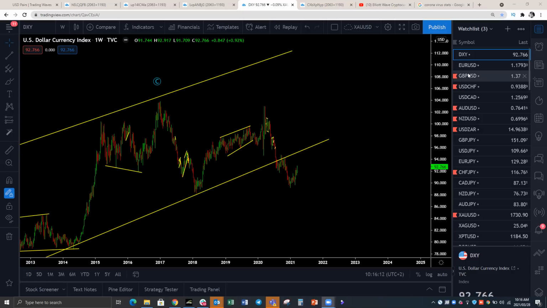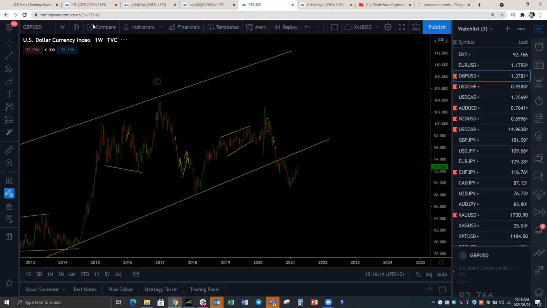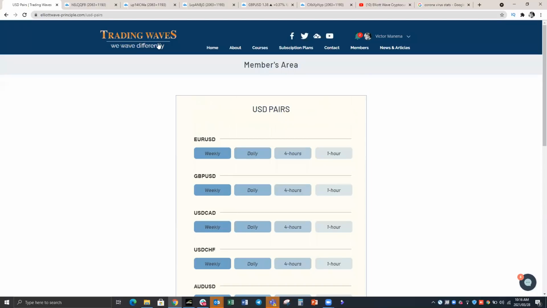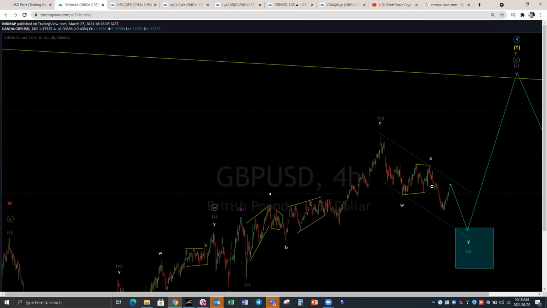All right, so let's look at the next one, pound US dollar. We're still on the pound pairs. Let's have a look here on pound US dollar. So pound US dollar, we have seen an impulse here. We're seeing this as a W, X, and a Y. We've seen a bounce, but when we're looking at the cycles, this does not look like it's complete. We're still looking for this to give us another move to the downside.